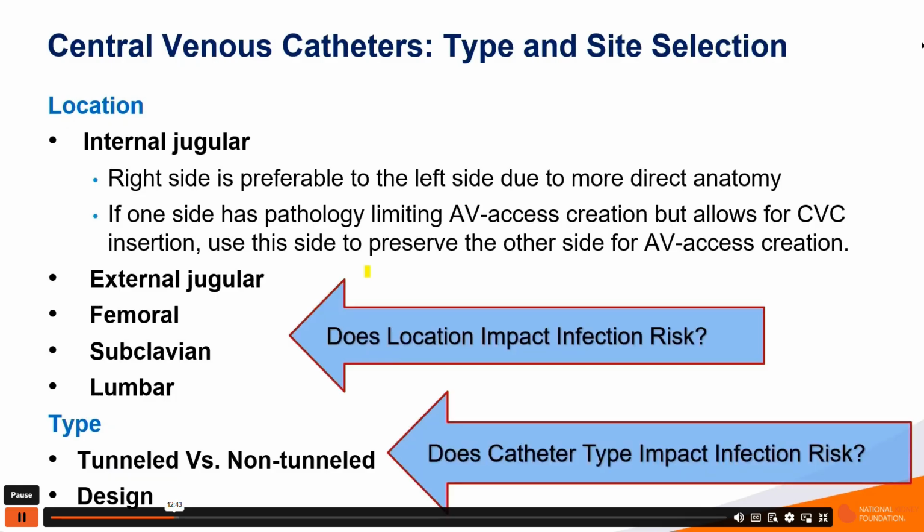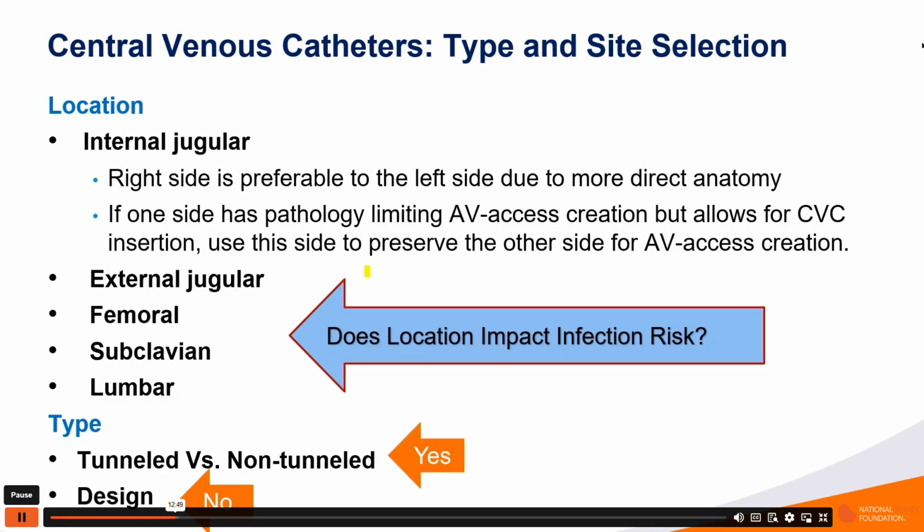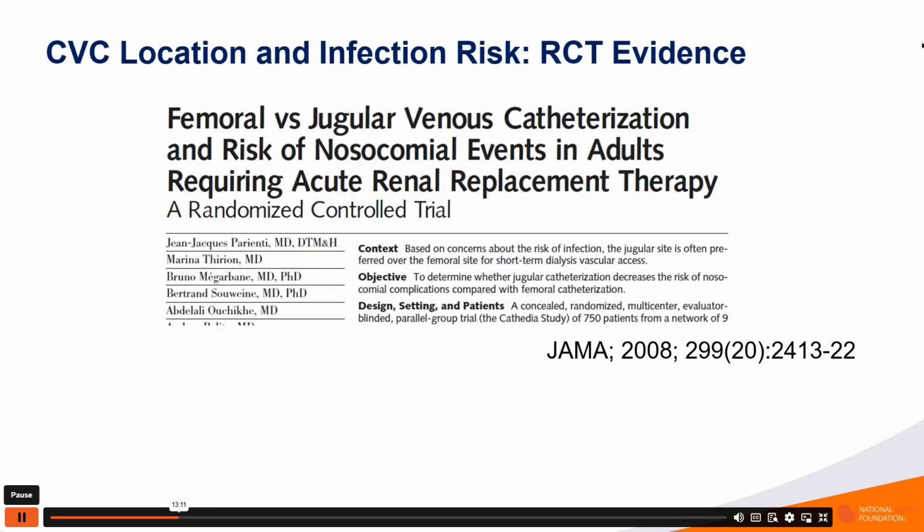So does the catheter location impact infection risk, and does the catheter type impact infection risk? So I'll say right now that yes, tunneled and cuffed versus non-tunneled makes a difference. So non-tunneled, non-cuffed have about 3 to 5 times greater risk of infection than the tunneled cuffed. And really the design doesn't make that much difference. But what about location? And I'm sharing this because I really want to emphasize that we need to have evidence before we make decisions. So this was an older study, but a very important one.